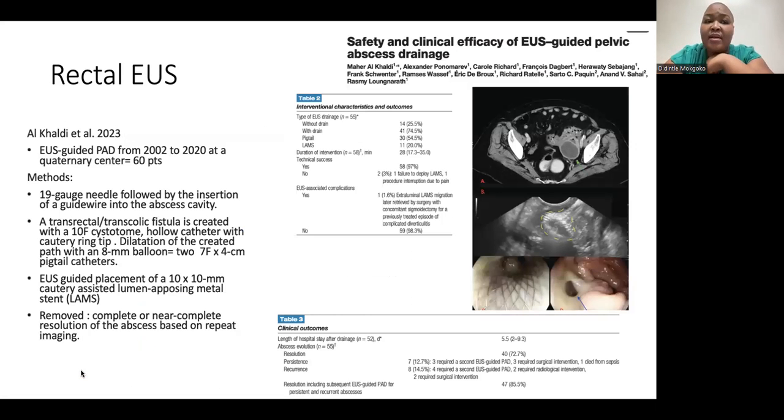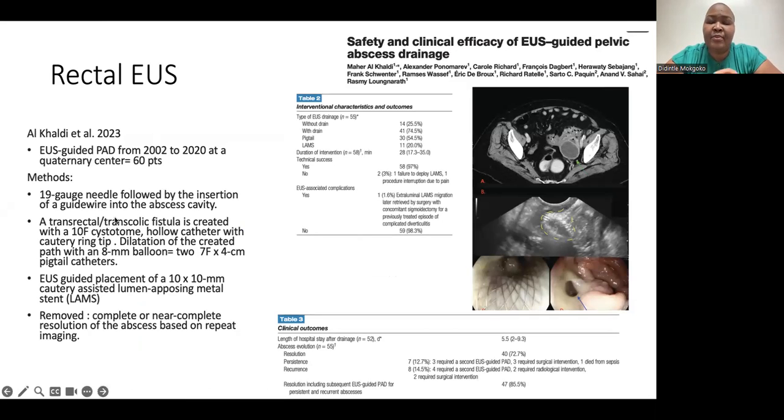And then this came out earlier this year in the EUS journal, where they reported a greater number of patients. But you can see that even though it's a very high volume center, they still only had 60 patients over a period of almost 20 years that they reported on. And these are very skilled endoscopists. So how did they do it? How did they drain pelvic abscesses?